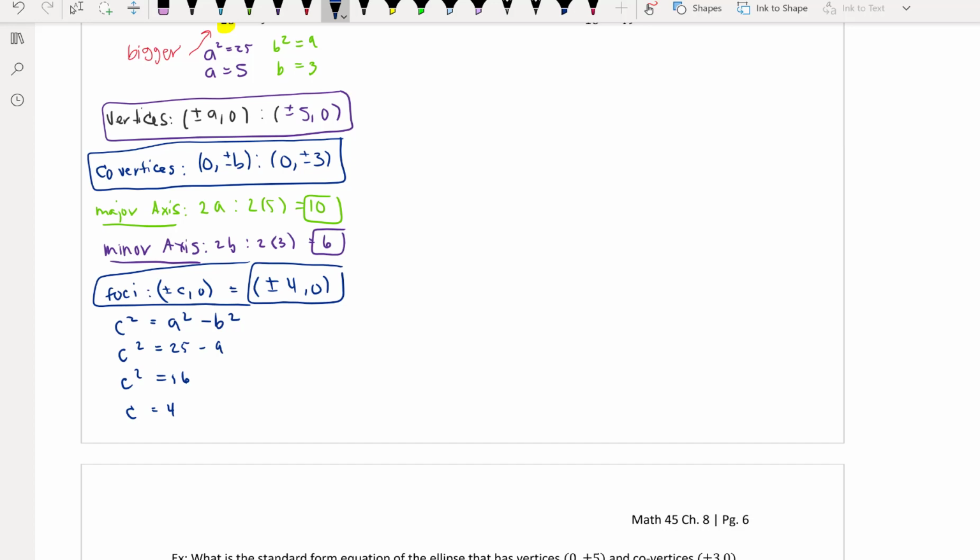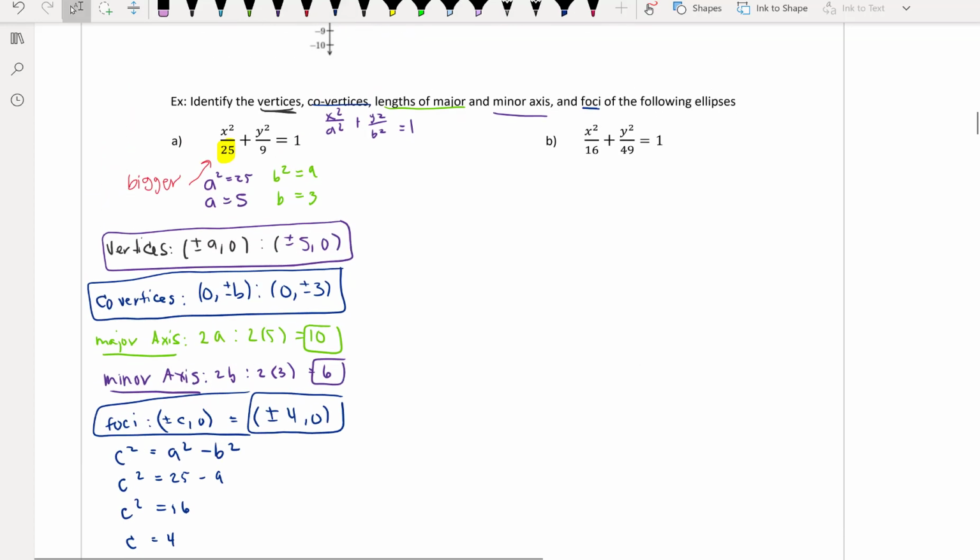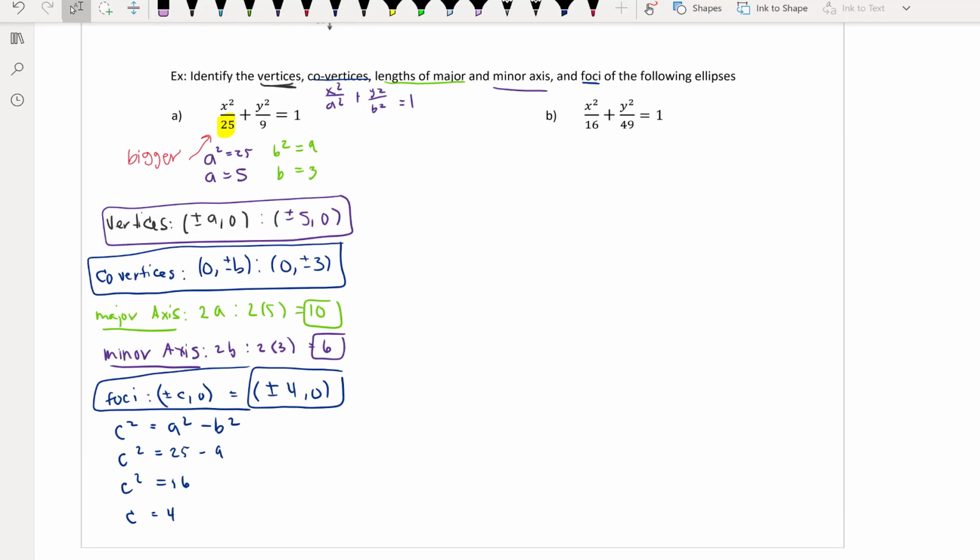Okay, so that gives you all of your information for your vertices, co-vertices, length of the major axis, length of the minor axis, and your foci. That is everything you need to know for part A. So we're going to do the exact same thing for part B, and we're going to see the difference, okay?